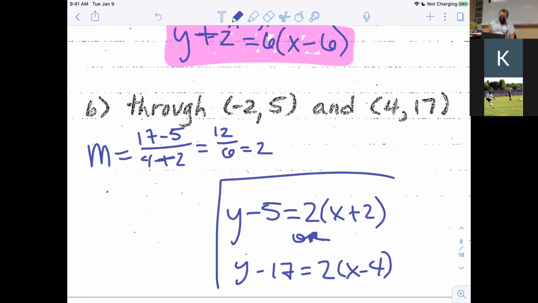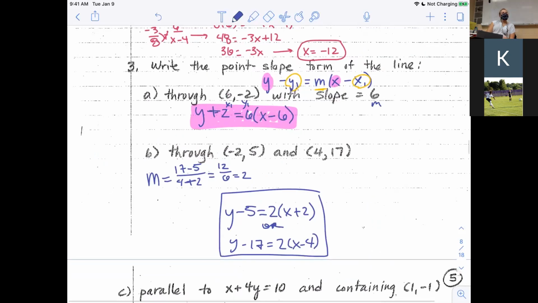All right, you should have one of these two equations. Thumbs up, we good? Signs of life? Thank you. Like 4 people alive in here. Awesome, there we go, there we go. Signs of life. All right, moving on.